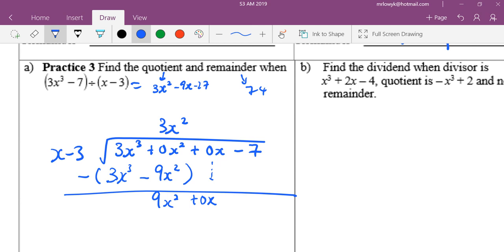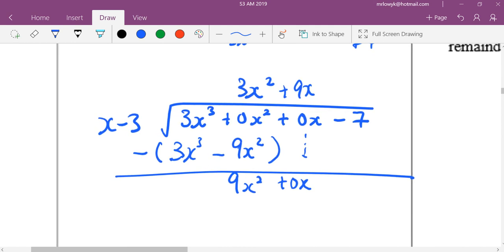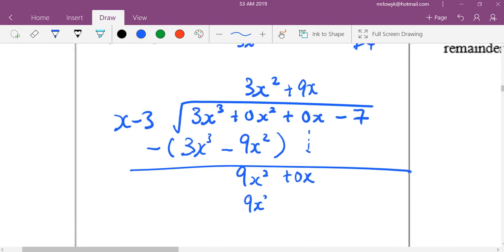Next, I want to remove 9x squared. By each one will I multiply? Wrong. On top. Minus 9x is wrong. Plus 9x. Now, Vaish, what is the reason? You see, I just need the two things to be the same.